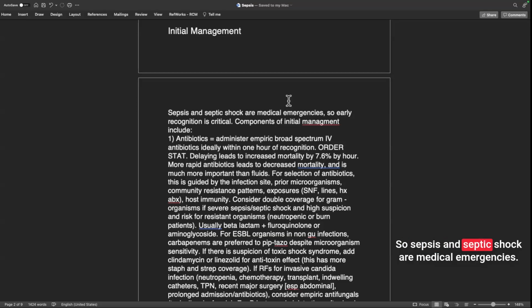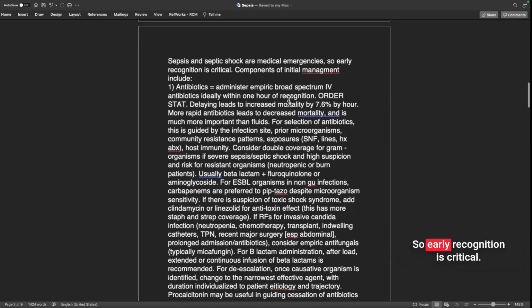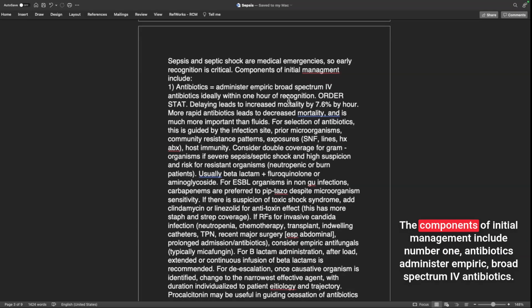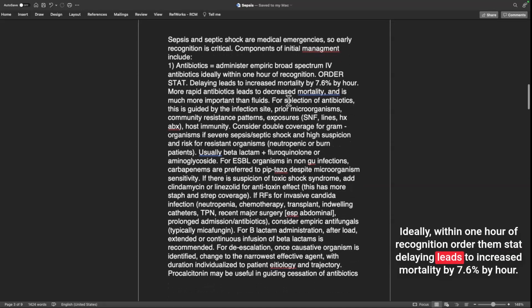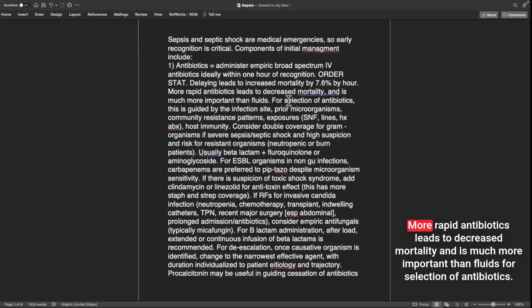So let us talk about the initial management of sepsis. So sepsis and septic shock are medical emergencies, so early recognition is critical. The components of initial management include, number 1, antibiotics. Administer empiric broad-spectrum IV antibiotics, ideally within 1 hour of recognition. Order them stat. Delay leads to increased mortality by 7.6% per hour. More rapid antibiotics lead to decreased mortality and is much more important than fluids.